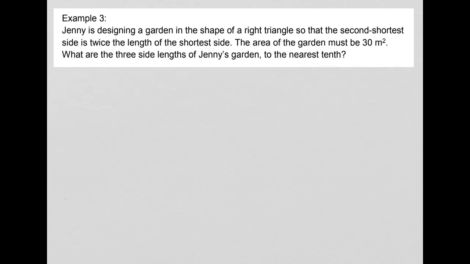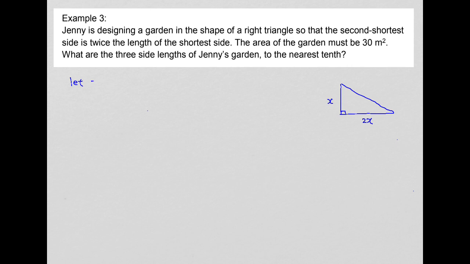The last question requires the knowledge of the Pythagorean theorem. So let's try this together. Jenny is designing a garden in the shape of a right triangle. So let's draw a right triangle. When you have a right triangle, you have to know the hypotenuse is always the longest side in a triangle. They say the second shortest side is twice the length of the shortest side. So I'm going to say this is x, then this will be 2x.